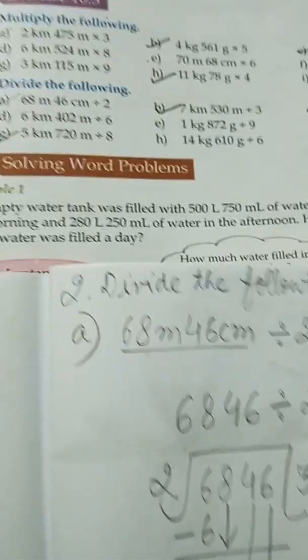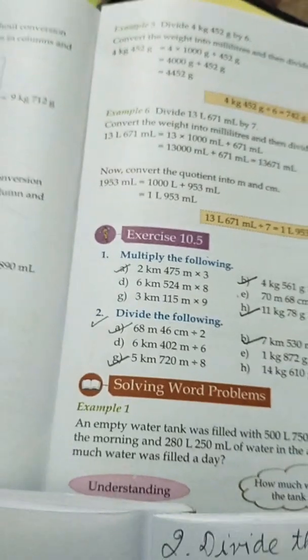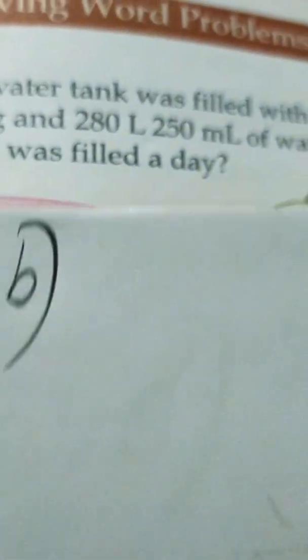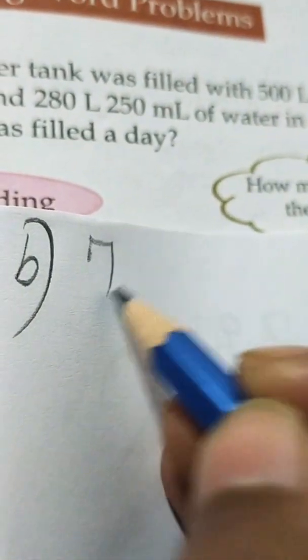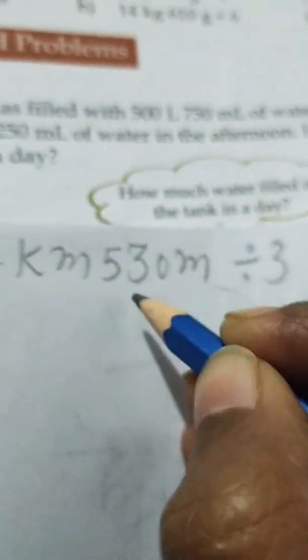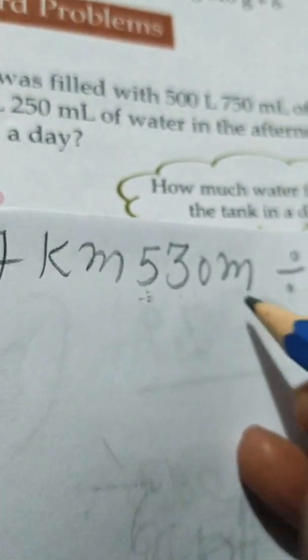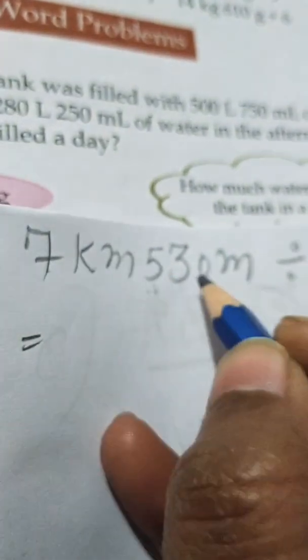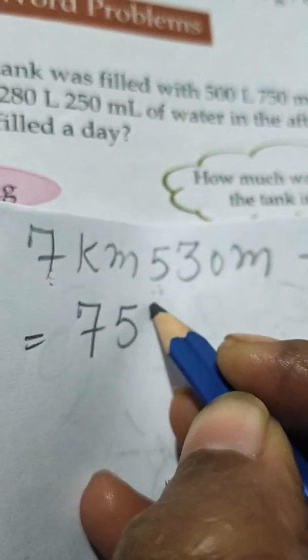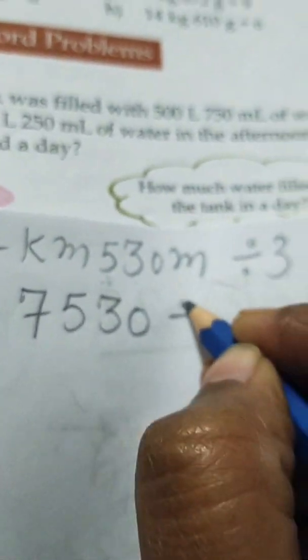Yes, now let's move to B part. Here what to do in the B part. The statement is 7 kilometer 530 meter divided by 3. In meter we need 3 digits, already these are 3. So what we will do, we will write this statement without the units. 7530 divided by 3. Now we will do division.